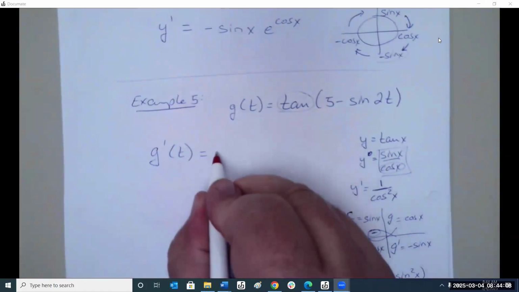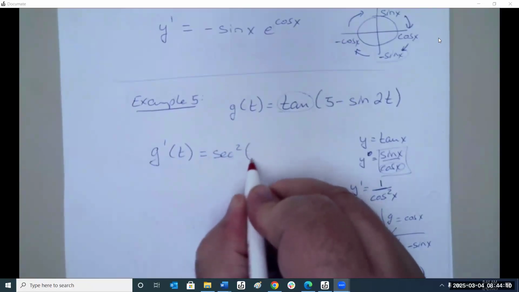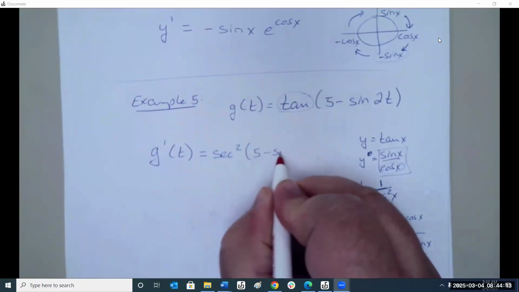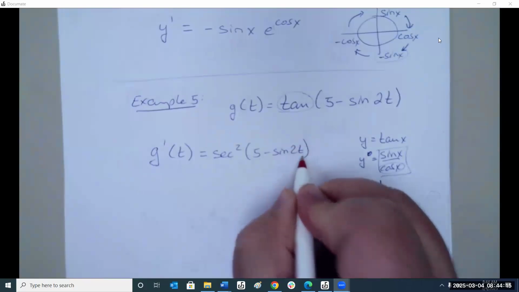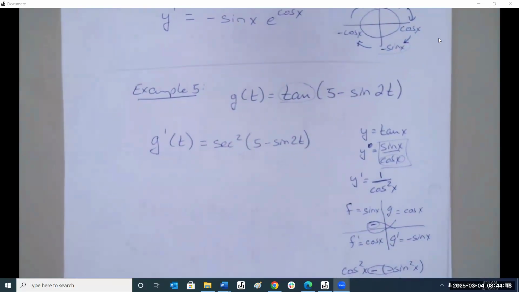So if y prime equals 1 over cosine squared, what does that equal? What's 1 over cosine? Secant. Since it's squared, this is secant squared x. That's the derivative of tangent. So the derivative of tangent is secant squared of 5 minus sine 2t. That's the outside.